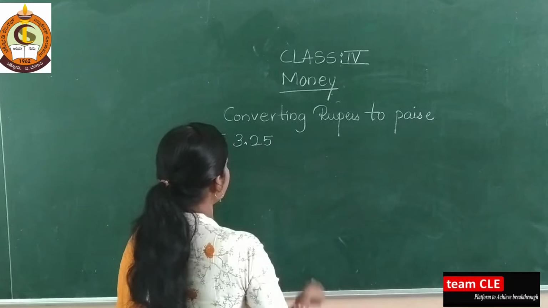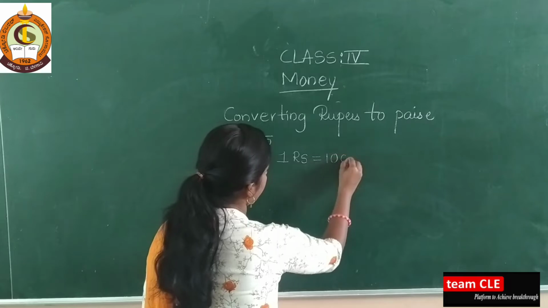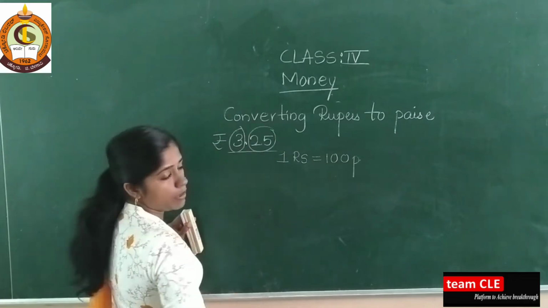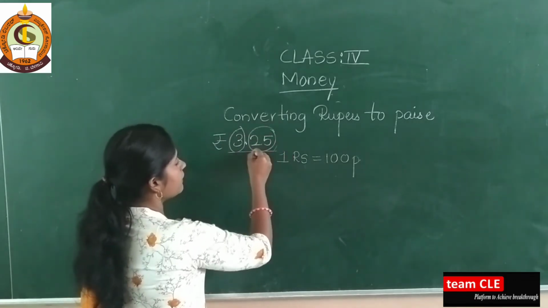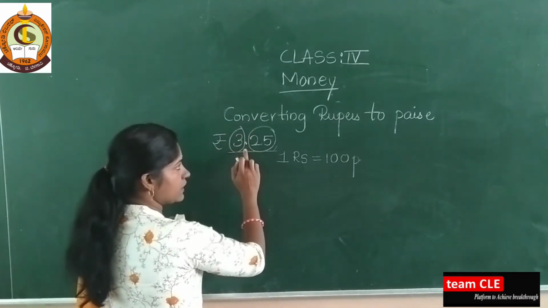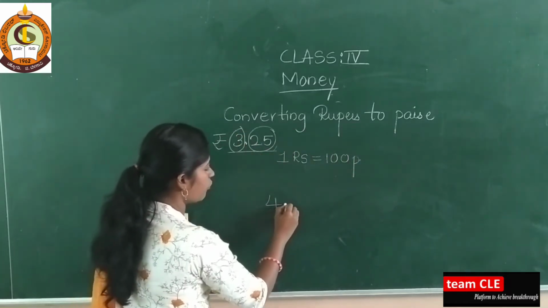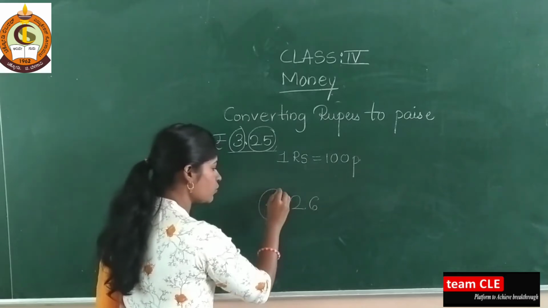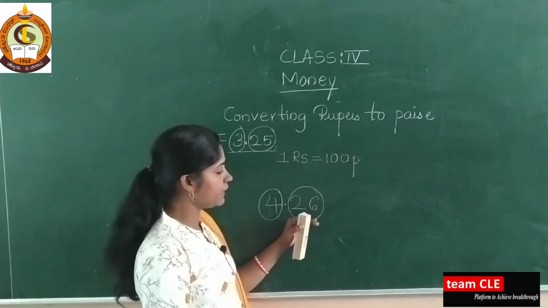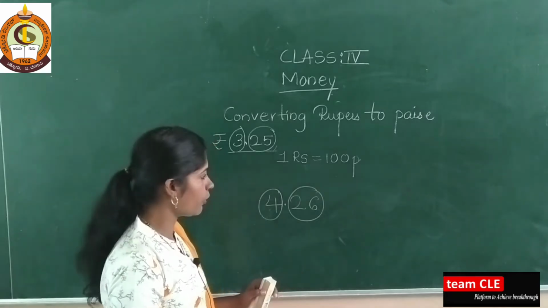So here already you know 1 rupee is equal to 100 paise. Dear students, this is rupees and this is paise. It is already in paise, so there is no need to change, you just have to change the rupees. Here the question is, convert rupees to paise. For example 4.26, this is rupees and this is paise. The whole part is rupees, and the decimal part is paise. I hope you are getting my point.